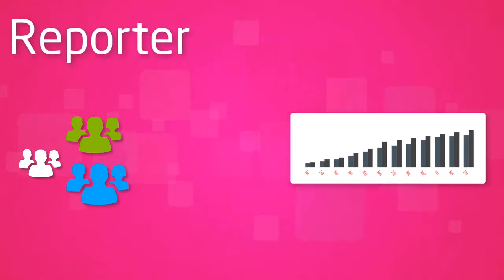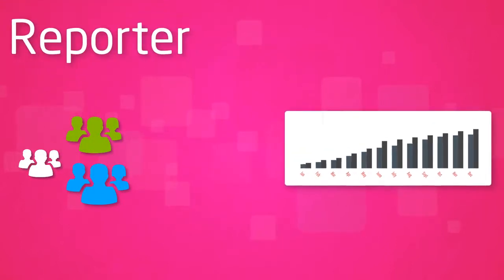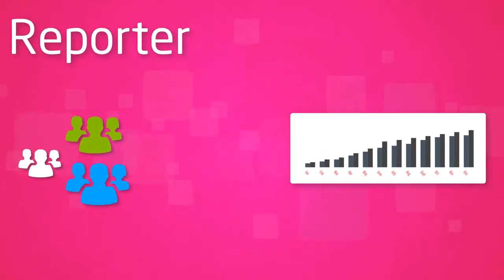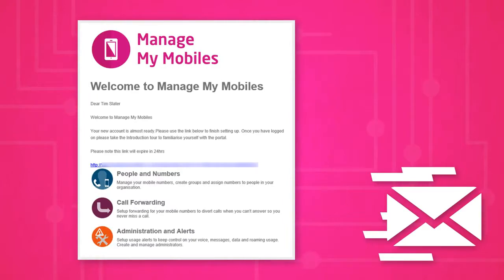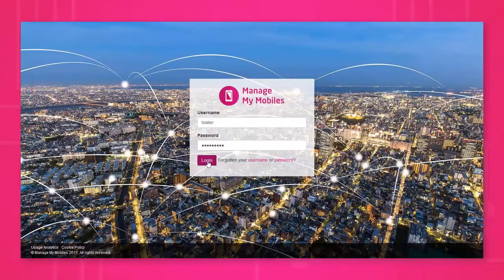Reporter View will allow the user to view usage statistics and alerts, create people and groups on Manage My Mobiles, and allocate mobile numbers. Once your provider has set up access for you, you'll get an email with instructions on how to log in. Once you log in, you'll see this page.